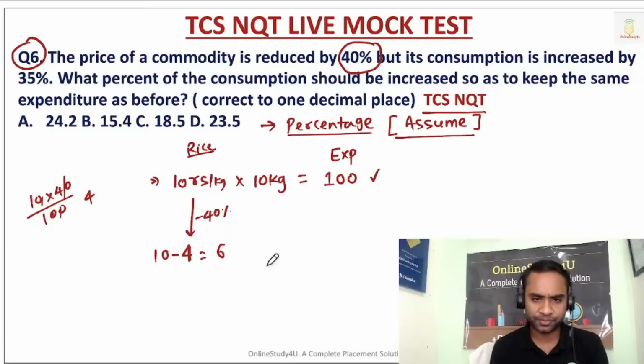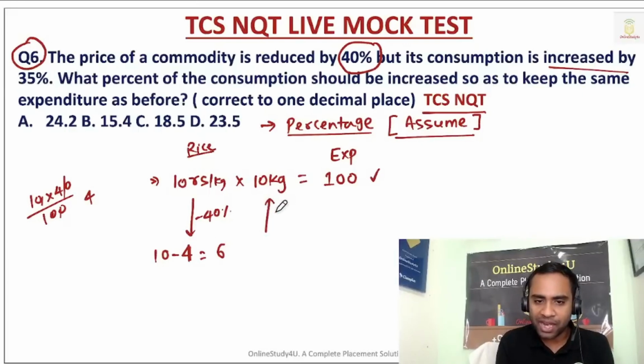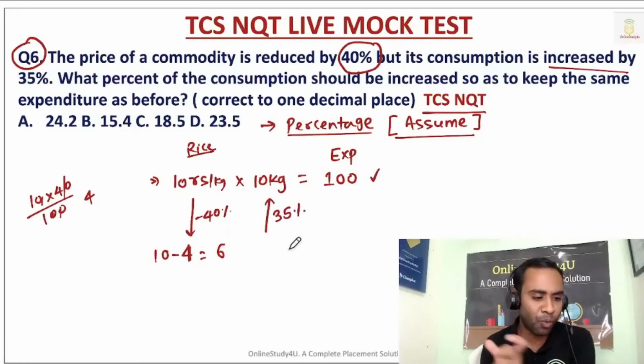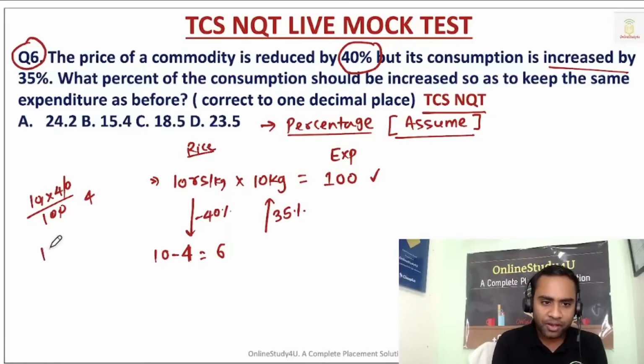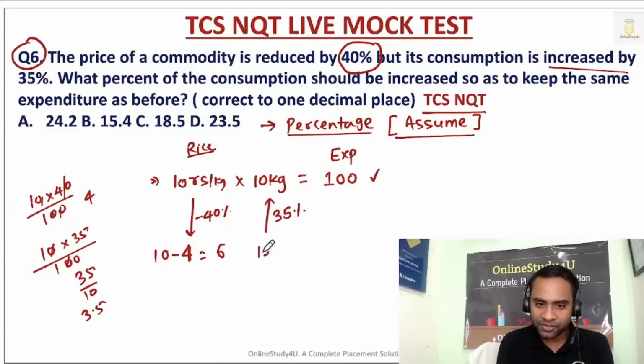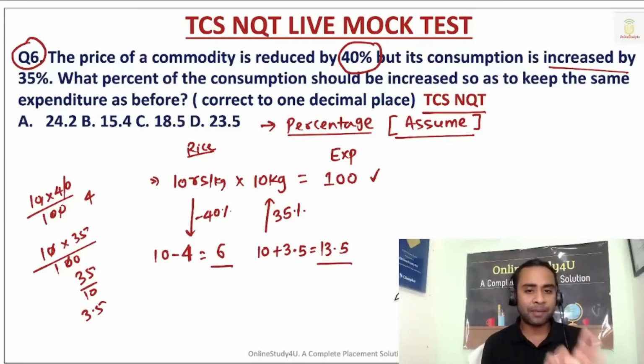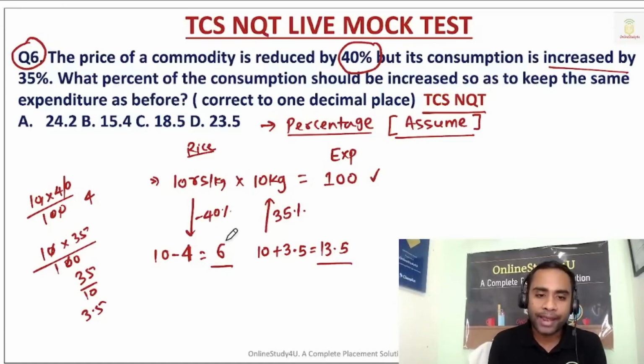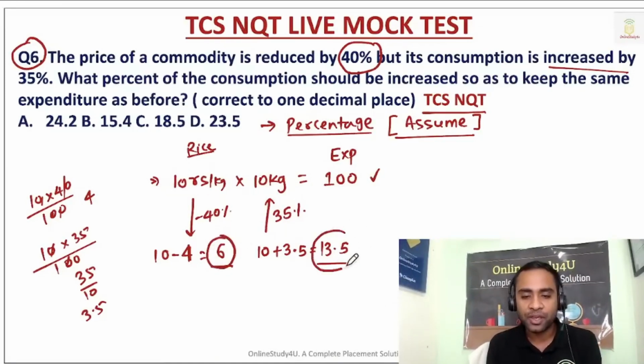Okay, fine, no issues. And then if consumption is increased by 35%, so now we are going to consume 35% more. So 35% of 10 will be 3.5. So earlier it was 10 and now it is increased by 3.5, that means 13.5. All these calculations you should do in mind, but many people here are watching for the first time, so I am doing step by step.